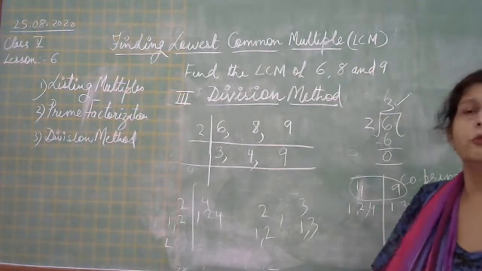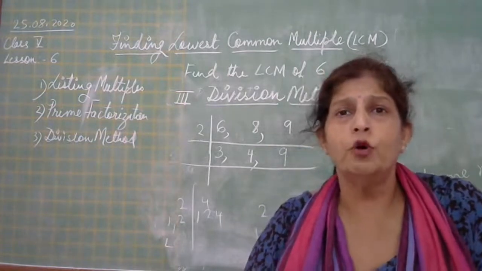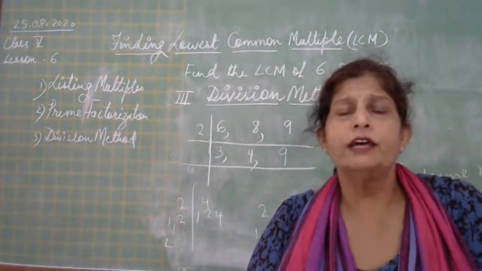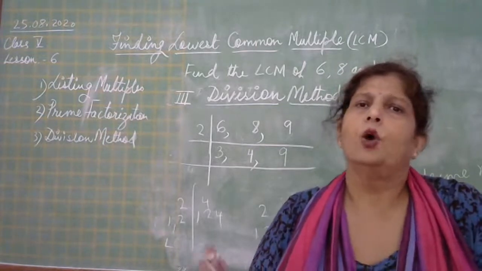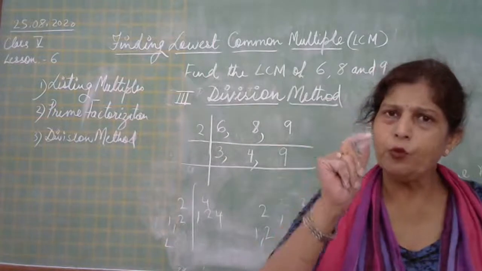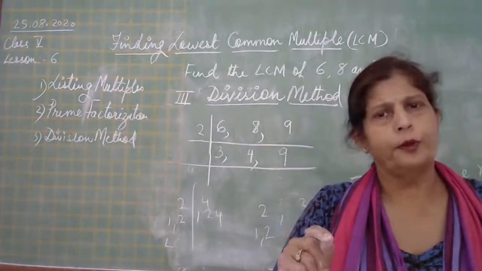So when are two numbers or more than two numbers co-prime? Children, whenever two or more numbers have no factor other than 1 common in them, they are called co-prime. If they have only 1 as their common factor, then they will be called co-prime.